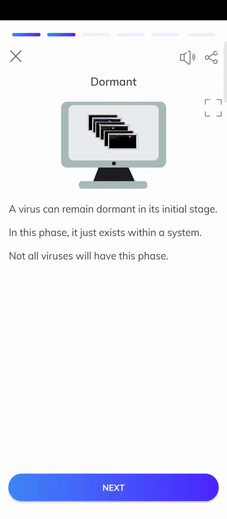In this phase, it just exists within a system. Not all viruses will have this phase. While being dormant, the other active phase can be the propagation stage.